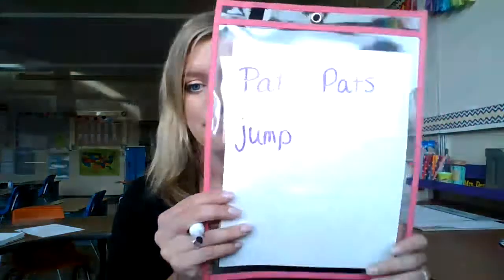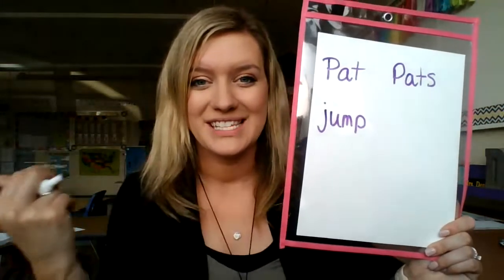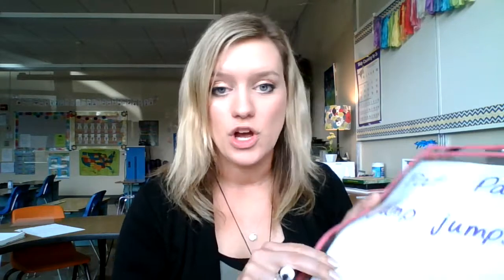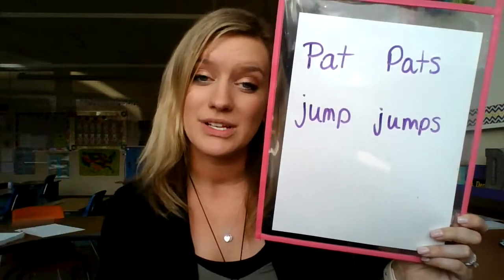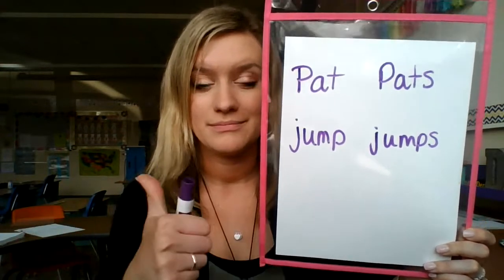Let's do another example. Let's talk about jump. So I jump on the playground. But I can't say he jump on the playground because that doesn't make sense. When we're talking about other people, we've got to put the S on the end. Jumps. So now I could say he jumps on the playground. And that makes a lot more sense than he jump on the playground. Sound good?